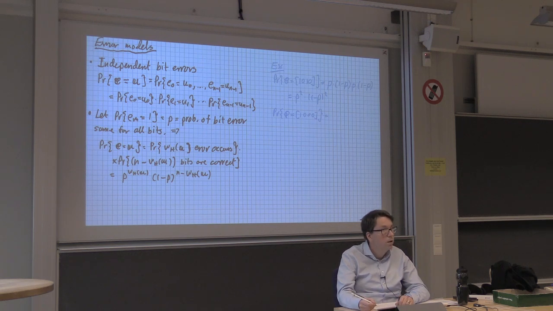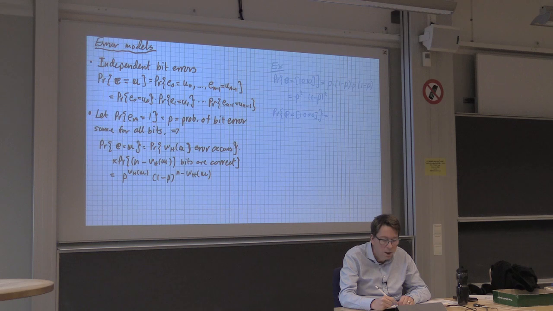What is the probability for this? Well, the first one is in error, so that's a p. And then we have a factor of 1 minus p, because the second bit was correct. And we continue for the third and the fourth bit. So we see here that we get 3 of these factors, so it's 1 minus p raised to the power of 3.